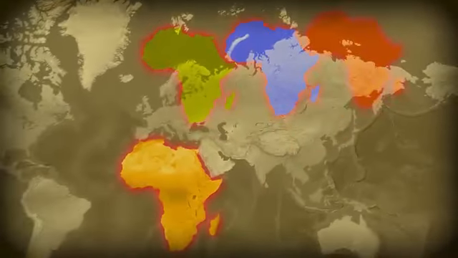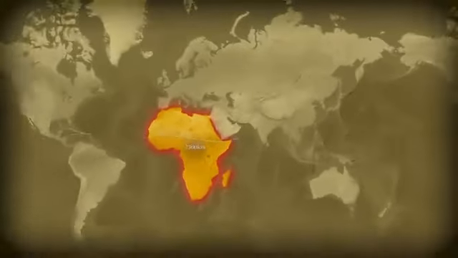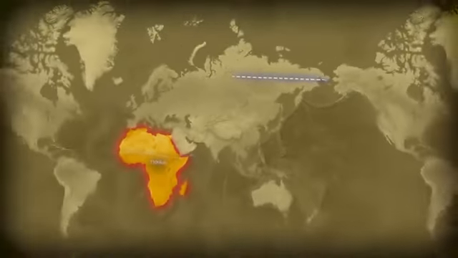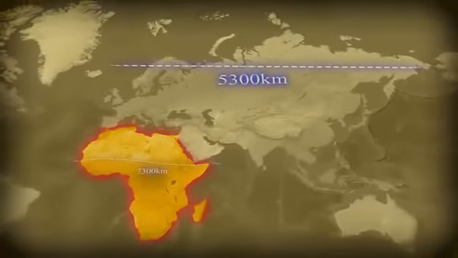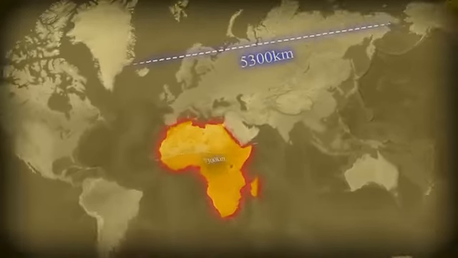The distance from Somalia on Africa's eastern edge to Dakar in Senegal on the west is about 7,400 kilometers. Meanwhile, the distance from the Bering Strait to Iceland is only around 5,300 kilometers. This is one of the biggest deceptions of the Mercator projection.